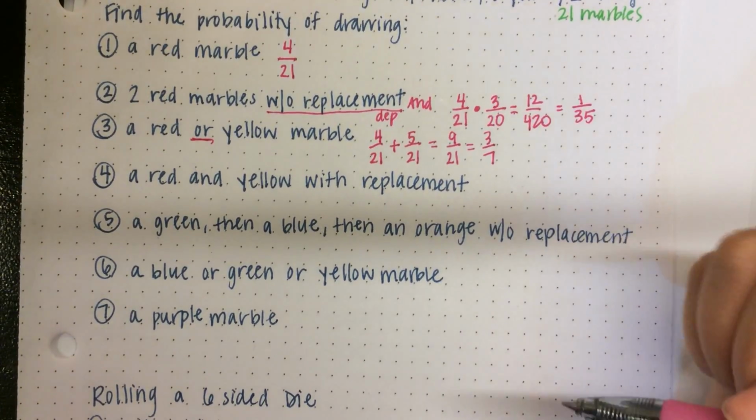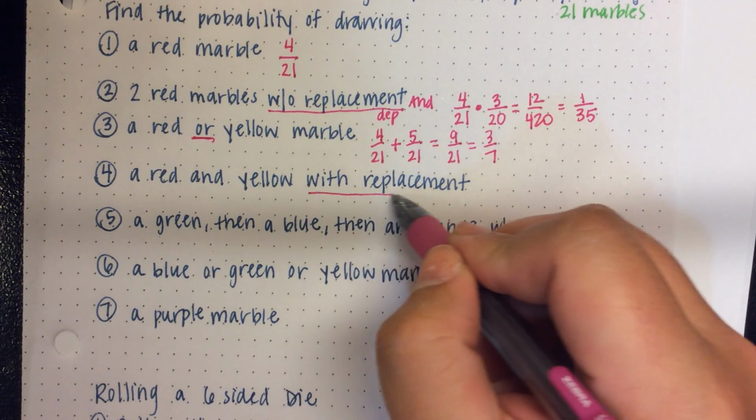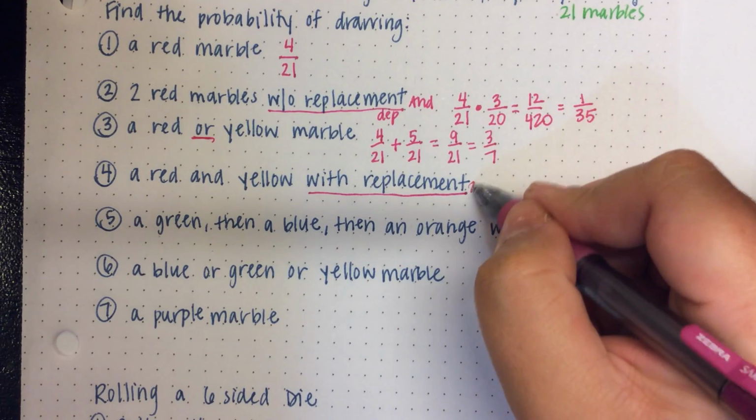Number 4, we have a red and a yellow marble with replacement. So anytime it talks about replacement, you know this is going to be and.